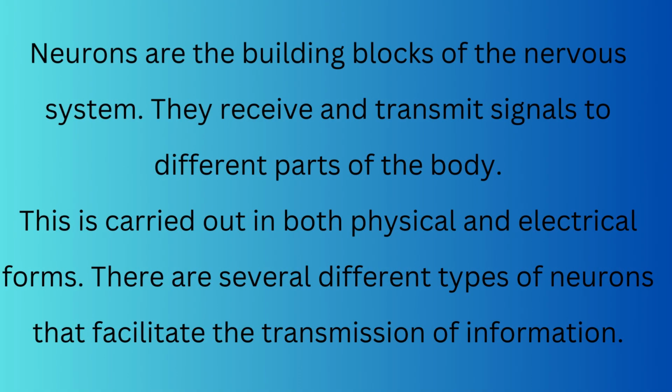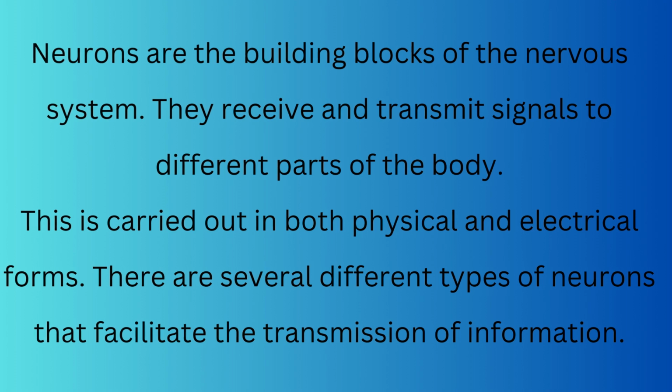Neurons are the building blocks of the nervous system. They receive and transmit signals to different parts of the body. This is carried out in both physical and electrical forms. There are several different types of neurons that facilitate the transmission of information.